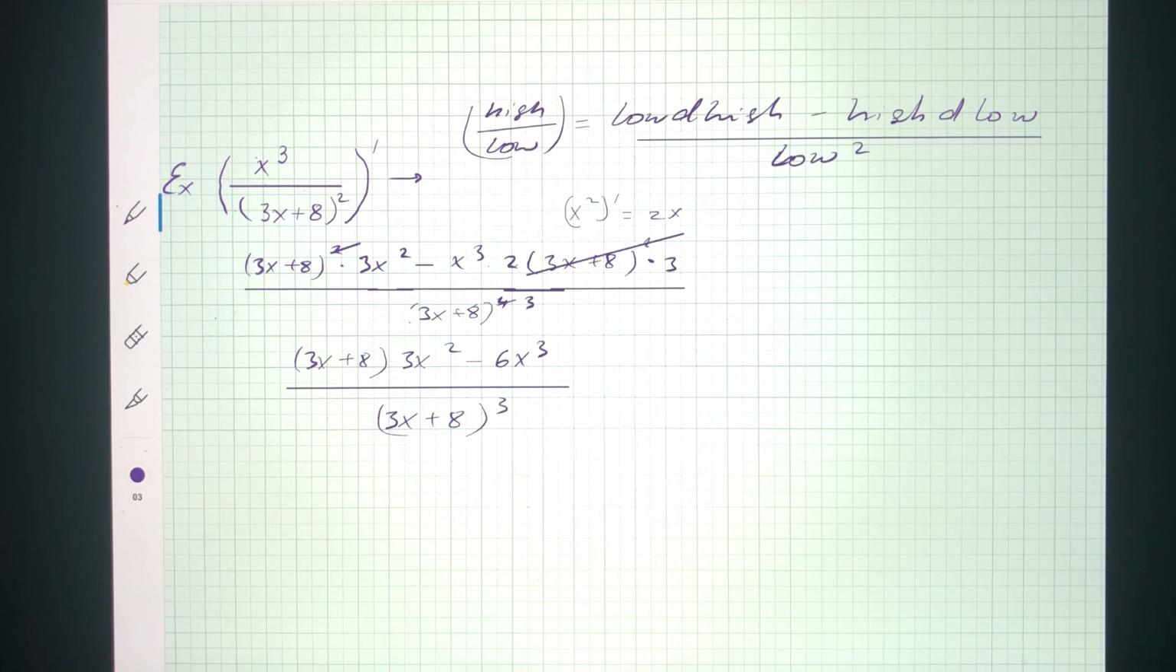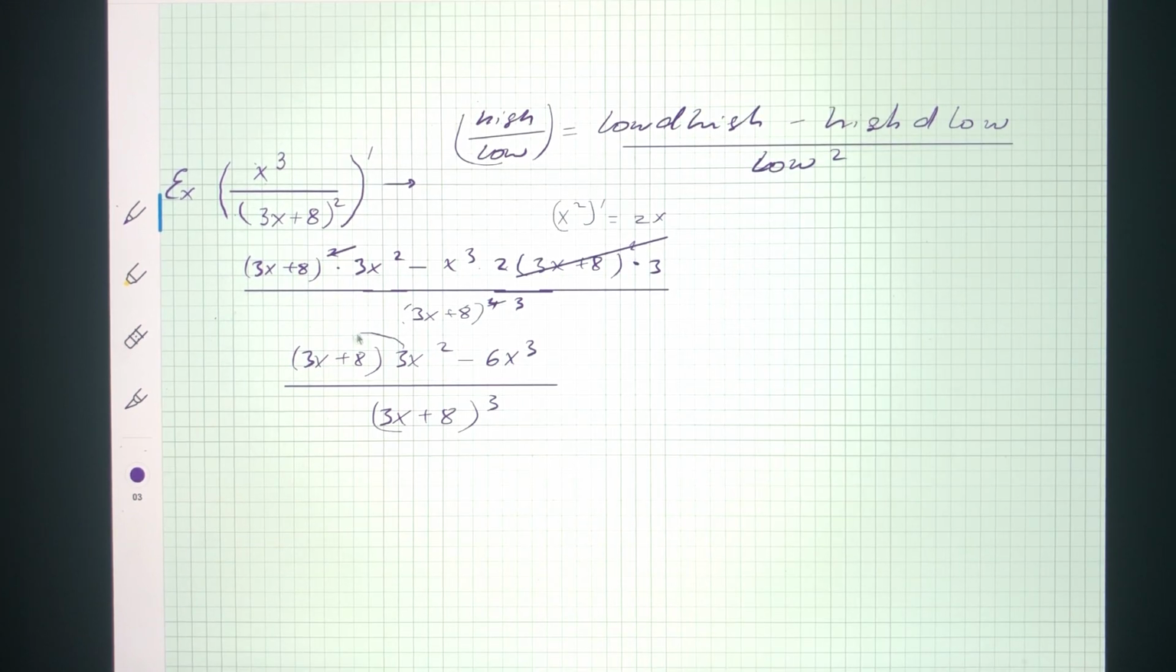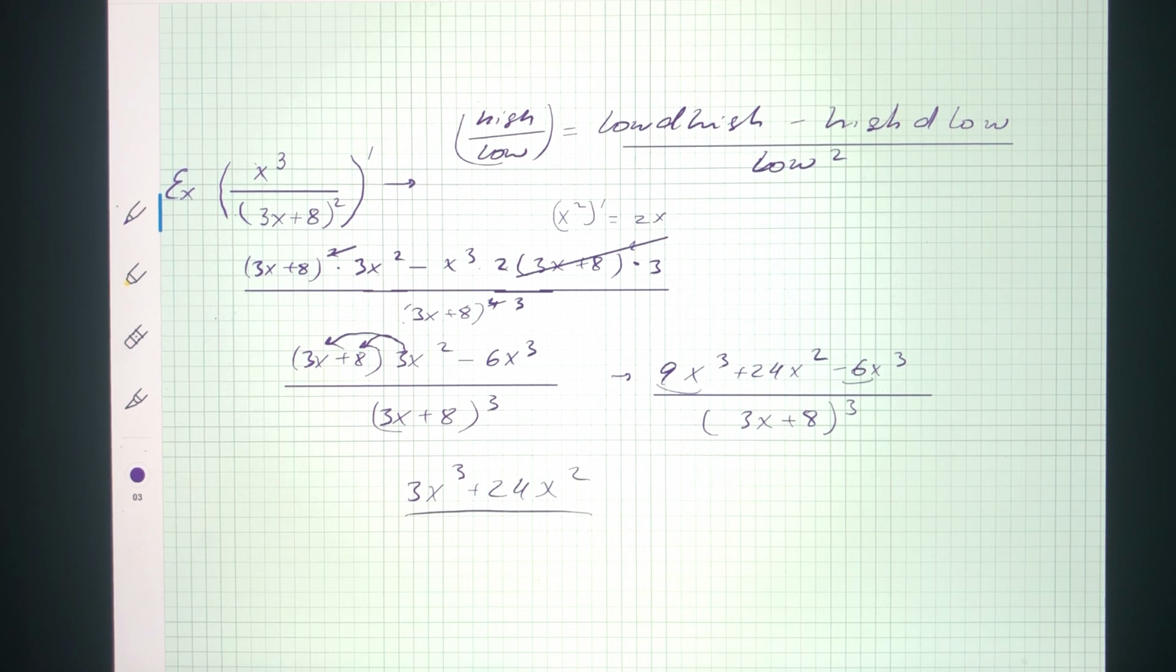Now let's clean up the top and see what we get. 3x squared times 3x makes 9x cubed. 3x squared times 8 is 24x squared minus 6x cubed divided by (3x plus 8) cubed. Now combining like terms, 9x cubed minus 6x cubed makes 3x cubed plus 24x squared divided by (3x plus 8) to the third. And that's the final answer using the quotient rule.